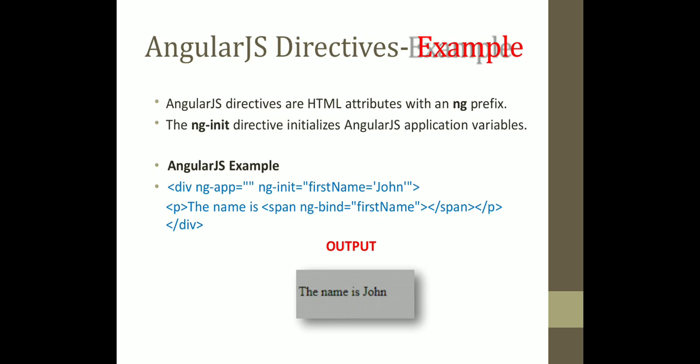In the exam you may get a question like list and explain various directives in AngularJS. It can be asked for 4 marks. Second question, define a simple AngularJS example by explaining various directives in AngularJS. At that time you have to provide all the directives that I have explained now.